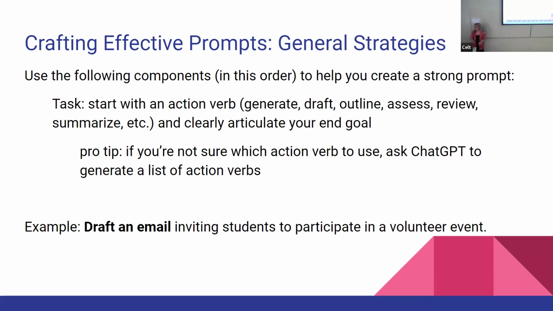So for this example, I've got: draft an email inviting students to participate in a volunteer event. So I've got my action verb, and then I'm saying what I want my end goal to be. It's an email, but I also gave the purpose as well. So that's how you can get started.